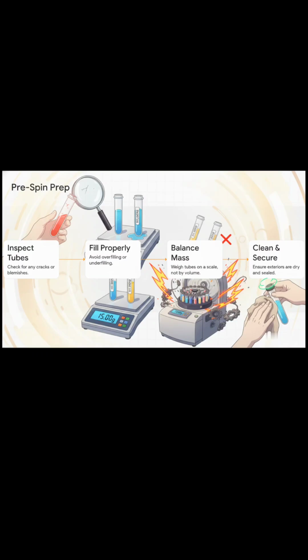You must balance your tubes symmetrically by their exact mass using a scale. Never ever balance just by eyeballing the liquid volume. An unbalanced load at these extreme speeds can cause violent shaking and literally result in catastrophic mechanical failure. So everything has to be perfectly balanced, totally dry on the outside, and tightly sealed.